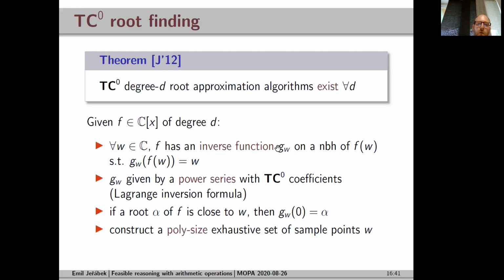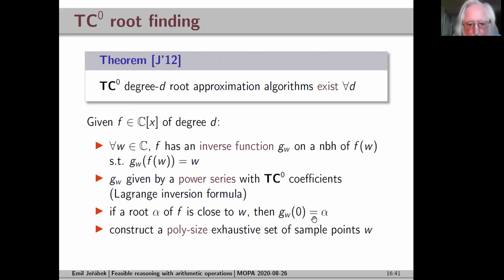So this inverse function depends on the point W, where we decide to center the power series, and then if this center is chosen so that it's close enough to a root of the original polynomial, then the inverse function applied to 0 actually finds the root. And then we can also construct a polynomial size set of points W, where some of them will happen to be close enough to each of the zeros, so we can really find all the zeros in this way.